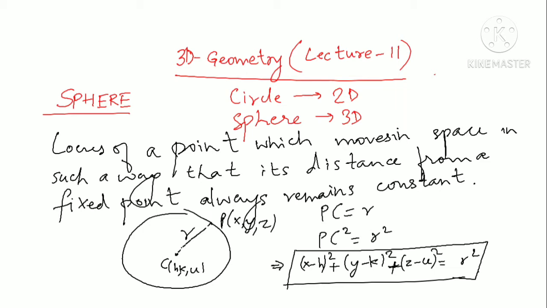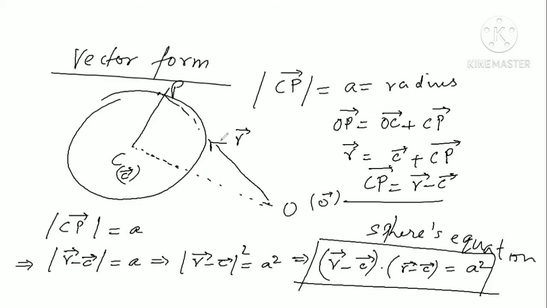So let's start with the vector form here. So vector form, what I'll do is I'll draw a sphere like this. Let's suppose there is a point C. The position vector of C is C vector and position vector of P is R vector. Point O, which is origin, is lying outside the sphere. Now we take this as null vector.